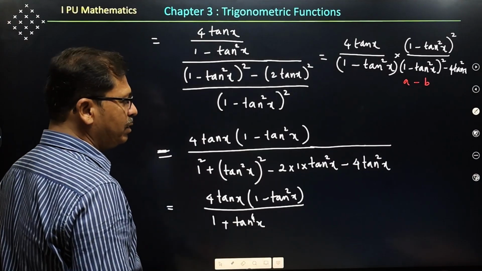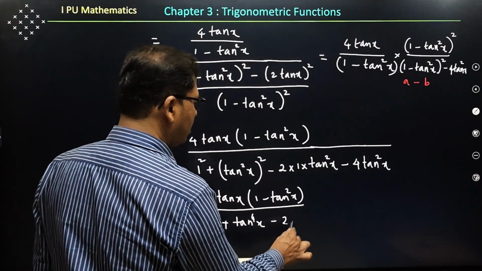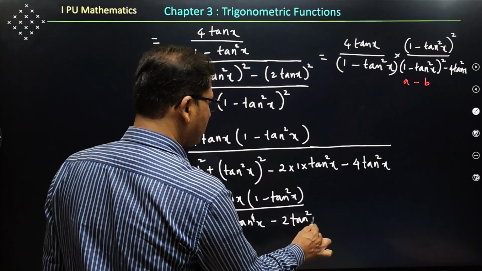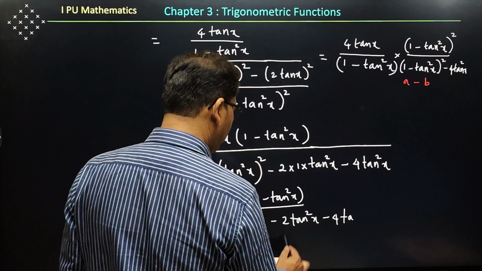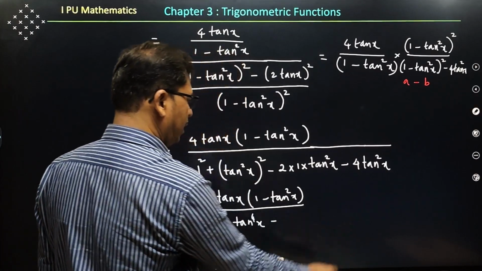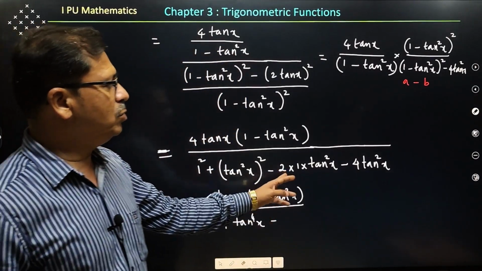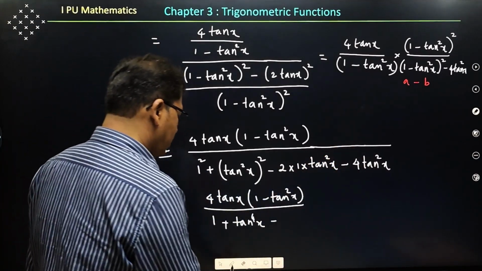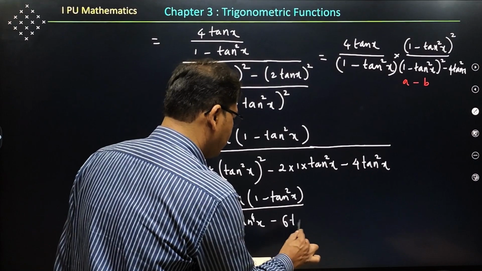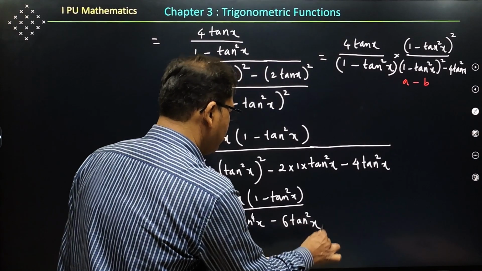According to the indices properties, tan 4th x minus 2 tan square x. Again minus 4 tan square x. You can write directly, you know. You can add these two: minus 2 tan square x minus 4 tan square x is minus 6 tan square x. You can add like terms. 6 tan square x. Is it your RHS?